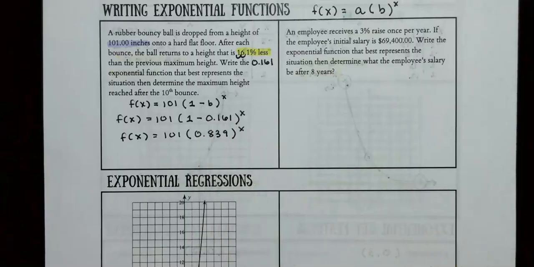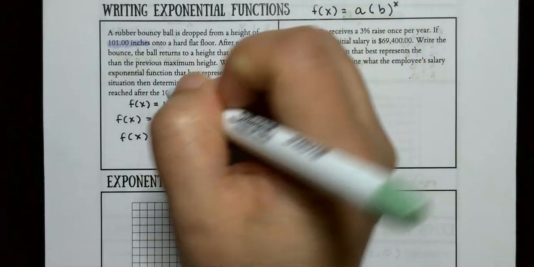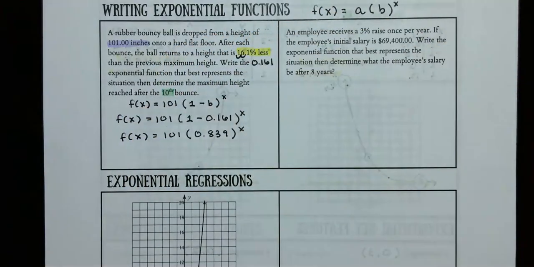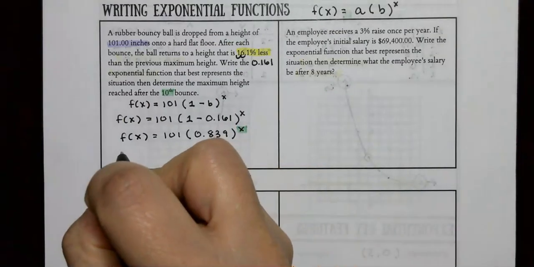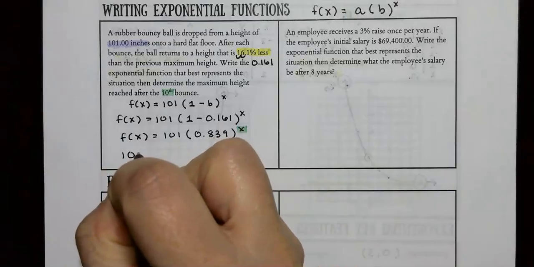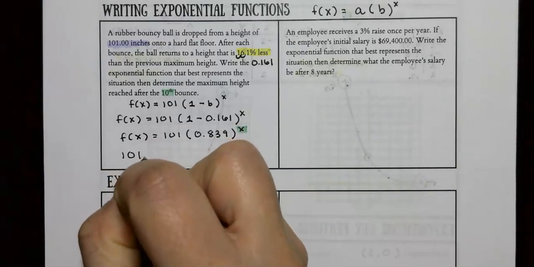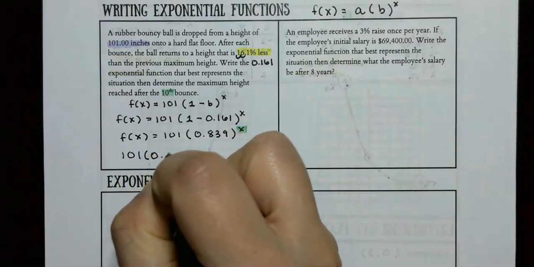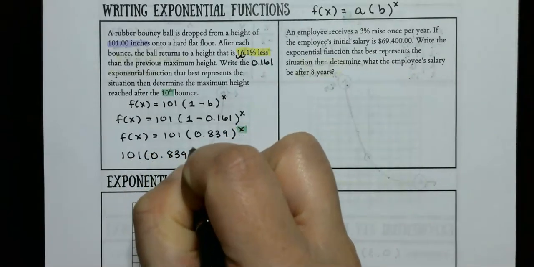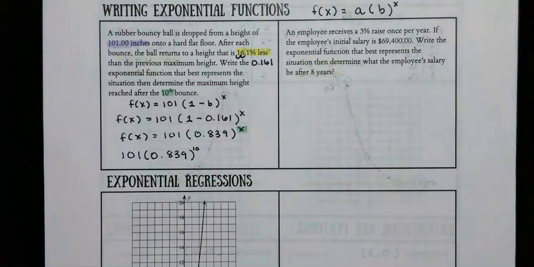So the question says to determine the maximum height reached after the 10th bounce. So the 10th bounce, that number 10, is going to determine the number that we need to plug in for x. So this one's going to be x. And so I'm going to write it out first. I'm going to say 101 times 0.839 raised to the 10th power.